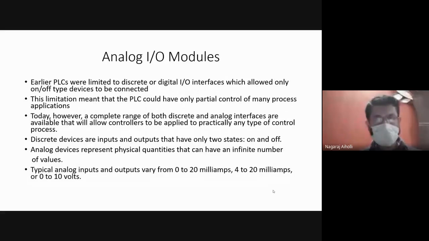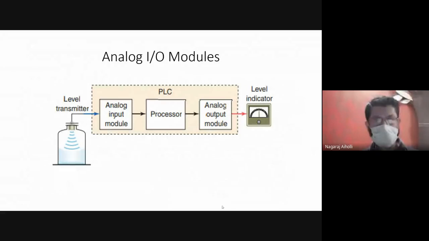Then later, analog IO module. Here we have taken the figure of the analog IO module. The level transmitter sends the signal; the height or the level of the liquid in the tank is sensed, and that is sent to the analog input module. That is converted into a suitable voltage, say about 5 millivolts. It is amplified from 5 millivolts to 5 volts, sent to the analog input module. From the analog input module, it is sent to the processor.